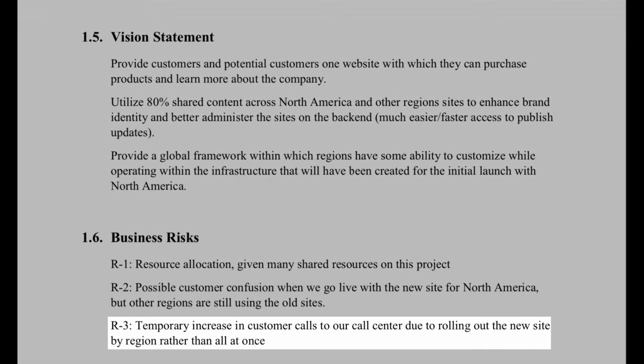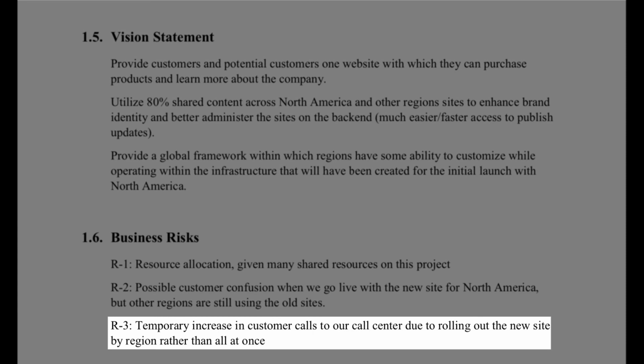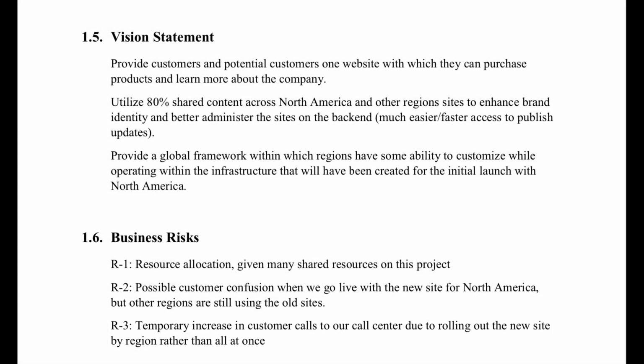Our next risk is a temporary increase in customer calls to our call center due to rolling out the new site by region rather than all at once. So what we're actually saying here is that risk 2 may create risk 3. That confusion could cause calls to our call center, which would be more calls than what they're used to having. So if maybe they take an average of 500 calls per day, it's possible that might increase to 525 or 550 a day.